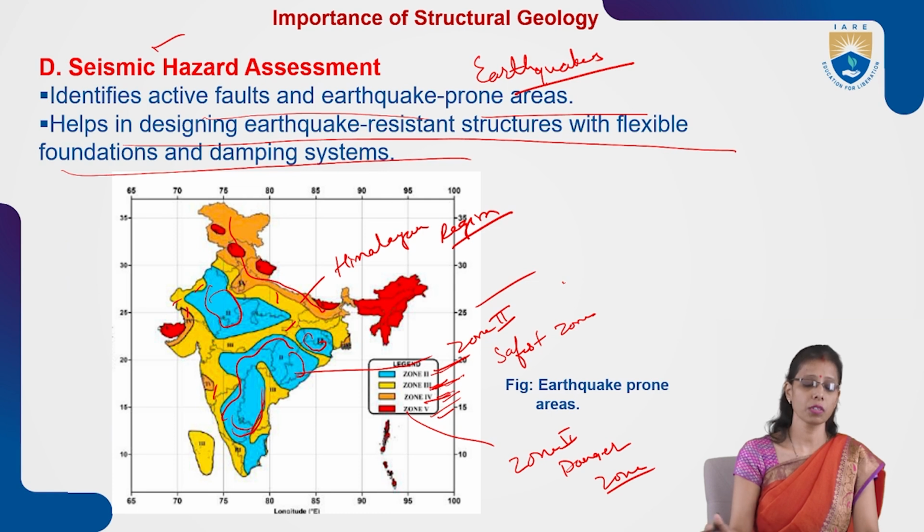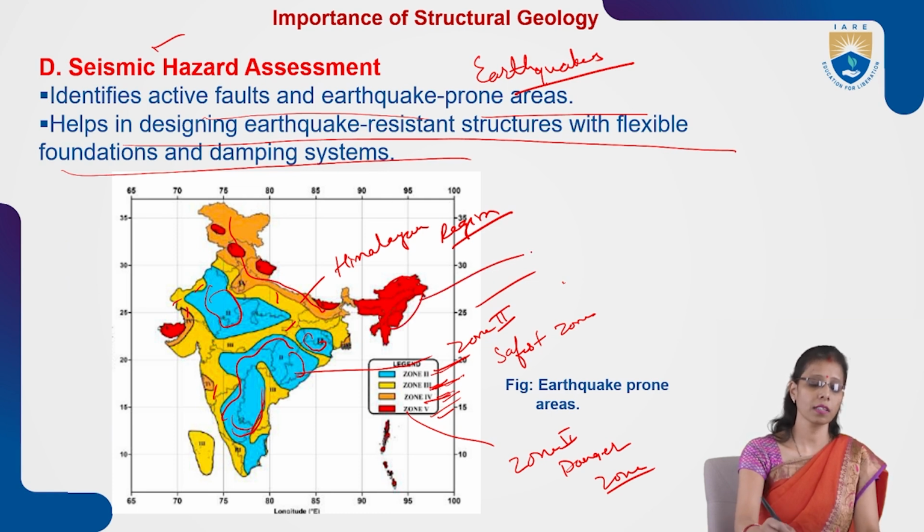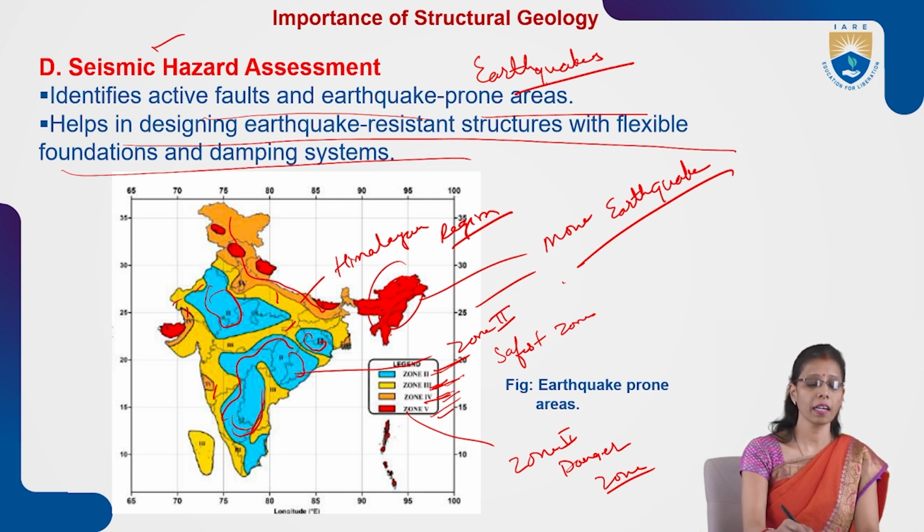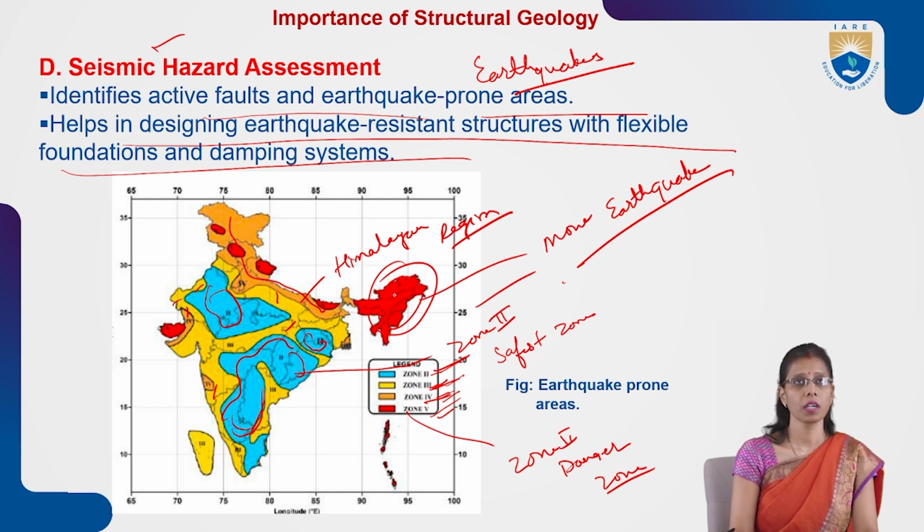This is the danger zone, which is the vulnerable region. Many times we see these areas receiving more earthquakes. More earthquakes occur in this region, often when you talk about the western part of Gujarat or the northeastern states. So this entire region is covered by what we call earthquake-prone regions.